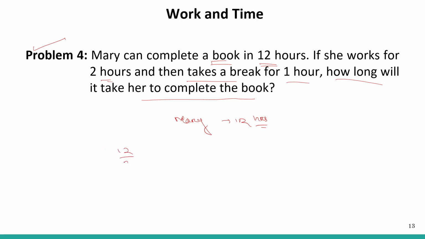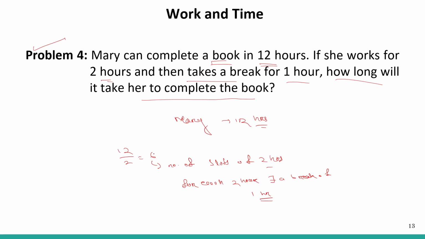So 12 by 2 is equal to 6. So 6 number of slots of 2 hours. Since she works for 2 hours and then takes a break for 1 hour, for each 2 hours there exists a break of 1 hour. So for each 2 hours she will take a break for 1 hour.